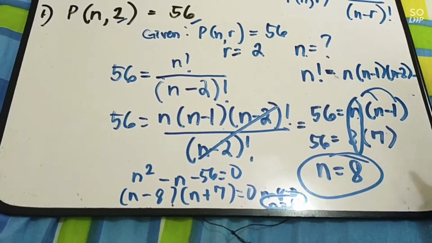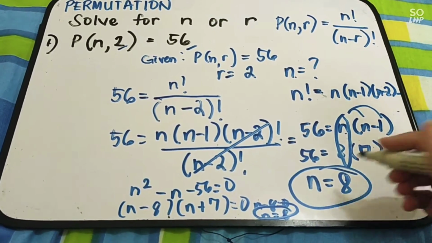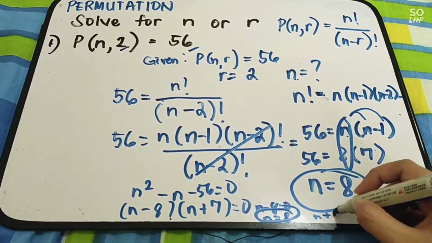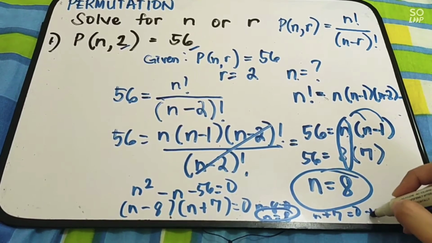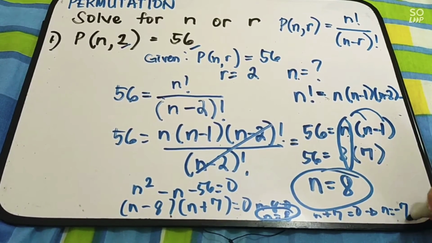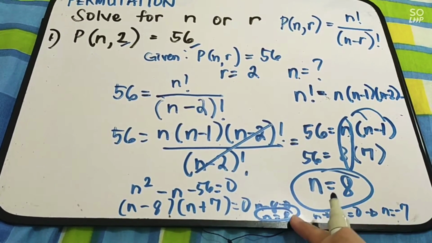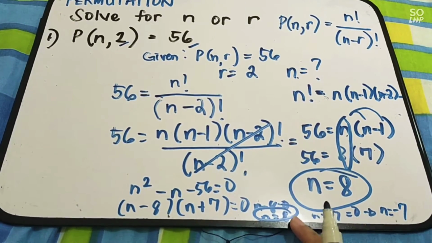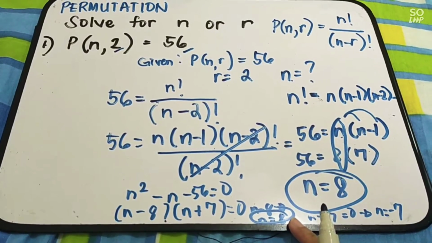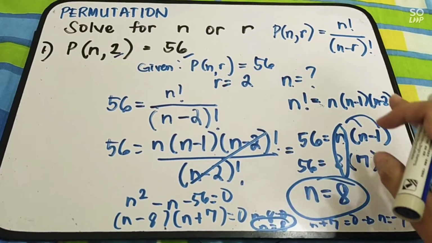There, your n came out, which is positive 8. This one, n plus 7 is equal to 0, so n is equal to negative 7. We have no negative n, so the answer is always positive, which is n is equal to 8. Is it clear? So that is how we resolve this one.